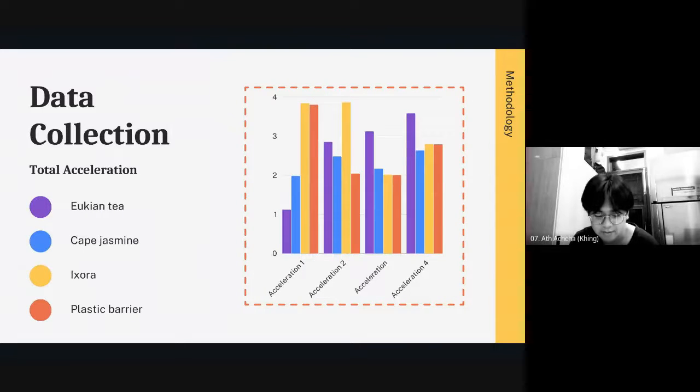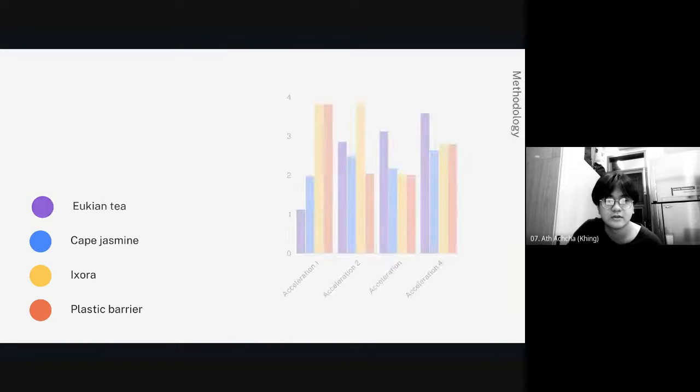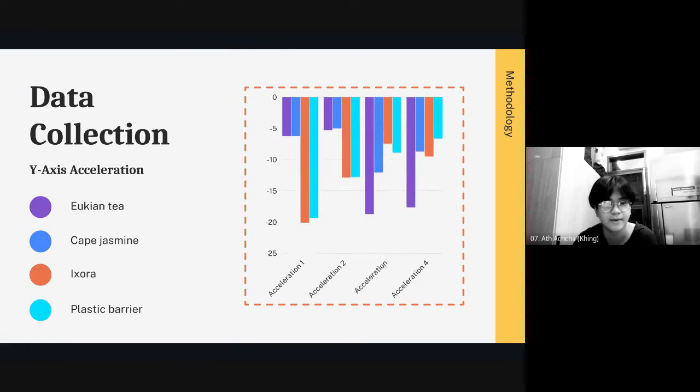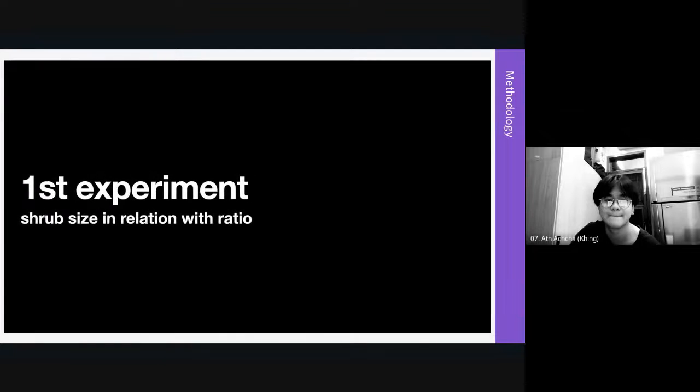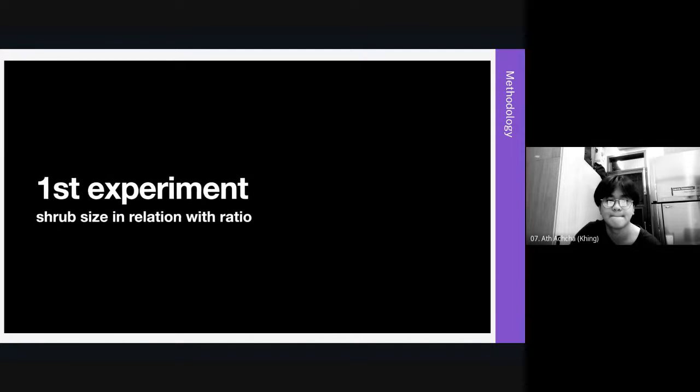So next is about the data collection. The first slide about the data collection is about the total accelerations with different types of shrub. This slide represents the action force from the total accelerations. And the second slide about the data collection is about the y-axis accelerations with different types of shrub, and it represents the reaction force. So this is our video for our experiment.